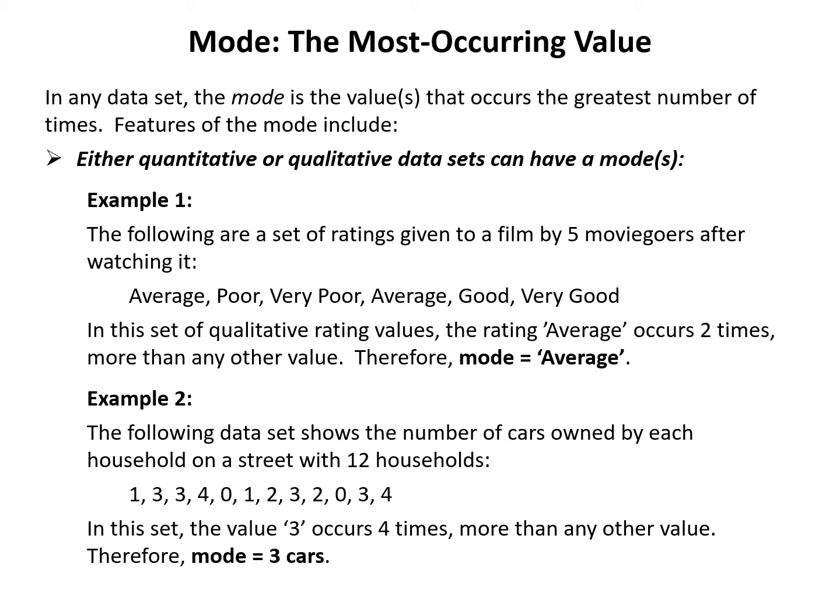In example 2, we have a data set that shows the number of cars owned by each household on a street with 12 households. So we have 12 values here, and they're not arranged yet in any particular order. And if we look carefully at the values, we see they range from a low of 0 to a high of 4. And if we examine these numbers carefully, we can see that the value 3 occurs 4 times, and that's more than any of the other values. So therefore, the mode for this data set is 3 cars.